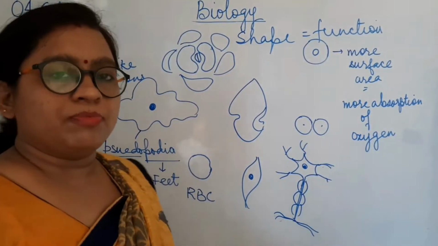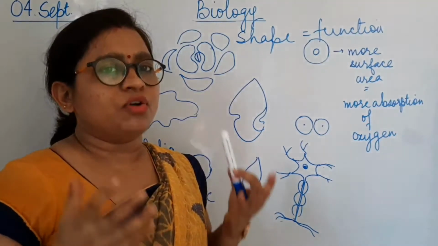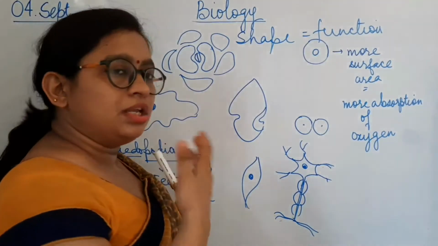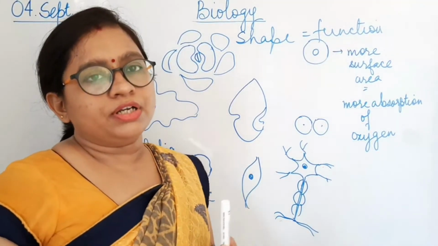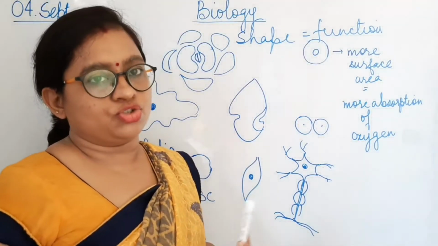So this is about the shape of the cell. Let's look into the size of the cell. Are all the cells of the same size? As we have seen, they are different in number, they are different in shape. So are they different in size also? Yes, definitely. Let me give you an example in the next topic.